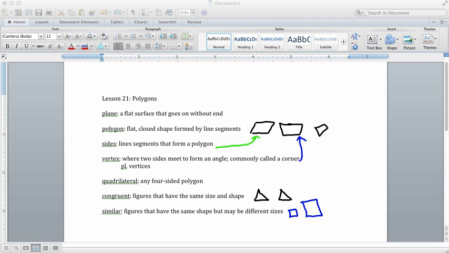And then we have congruent. Two figures that have the same shape and size are considered congruent, like these triangles here. Two shapes that are similar have the same shape, but maybe different sizes, like these blue squares. They're both squares, but one is much bigger than the other. So we say that those squares are similar. Okay, make sure you pause this, make sure you have all of these down before you go on to the examples.